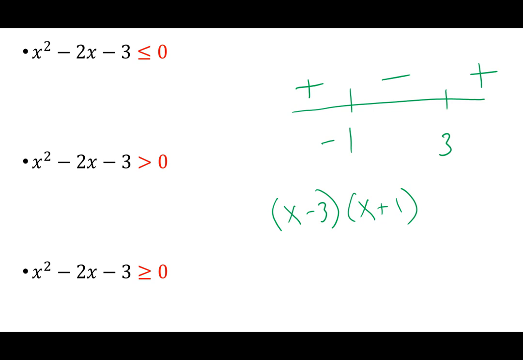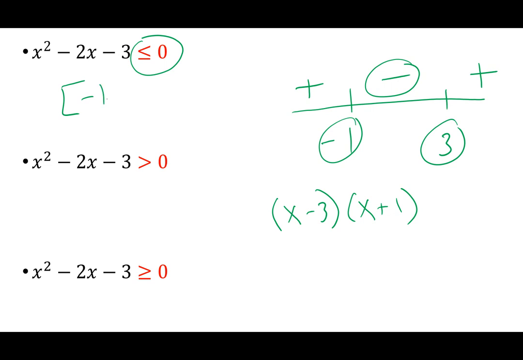So we already answered the question, where is it less than 0? Now we want to answer the question, where is it less than or equal to 0? So where is it less than or equal to 0 means where is it negative, but also include the critical values. So the answer to this polynomial inequality is going to be bracket -1 to 3 bracket.